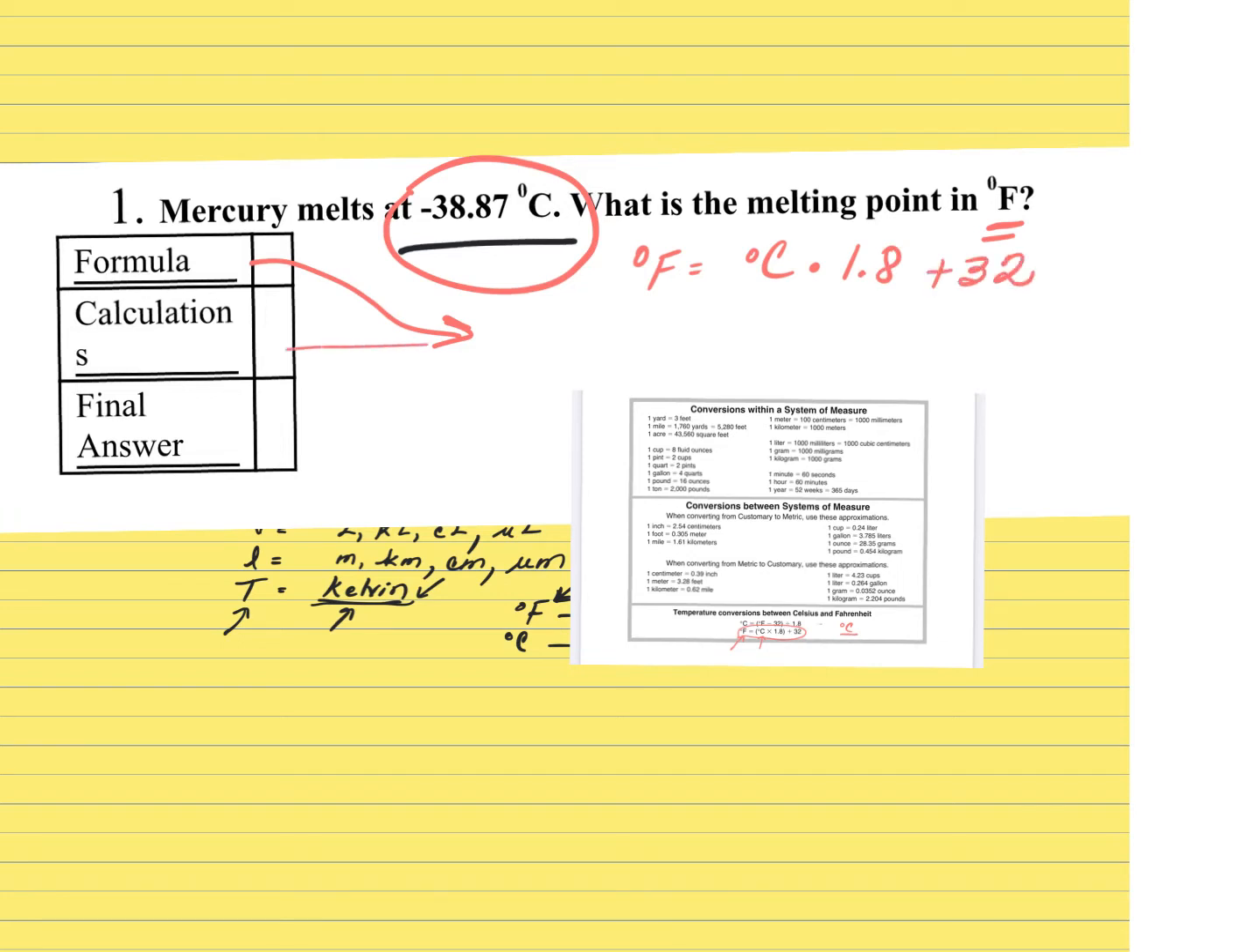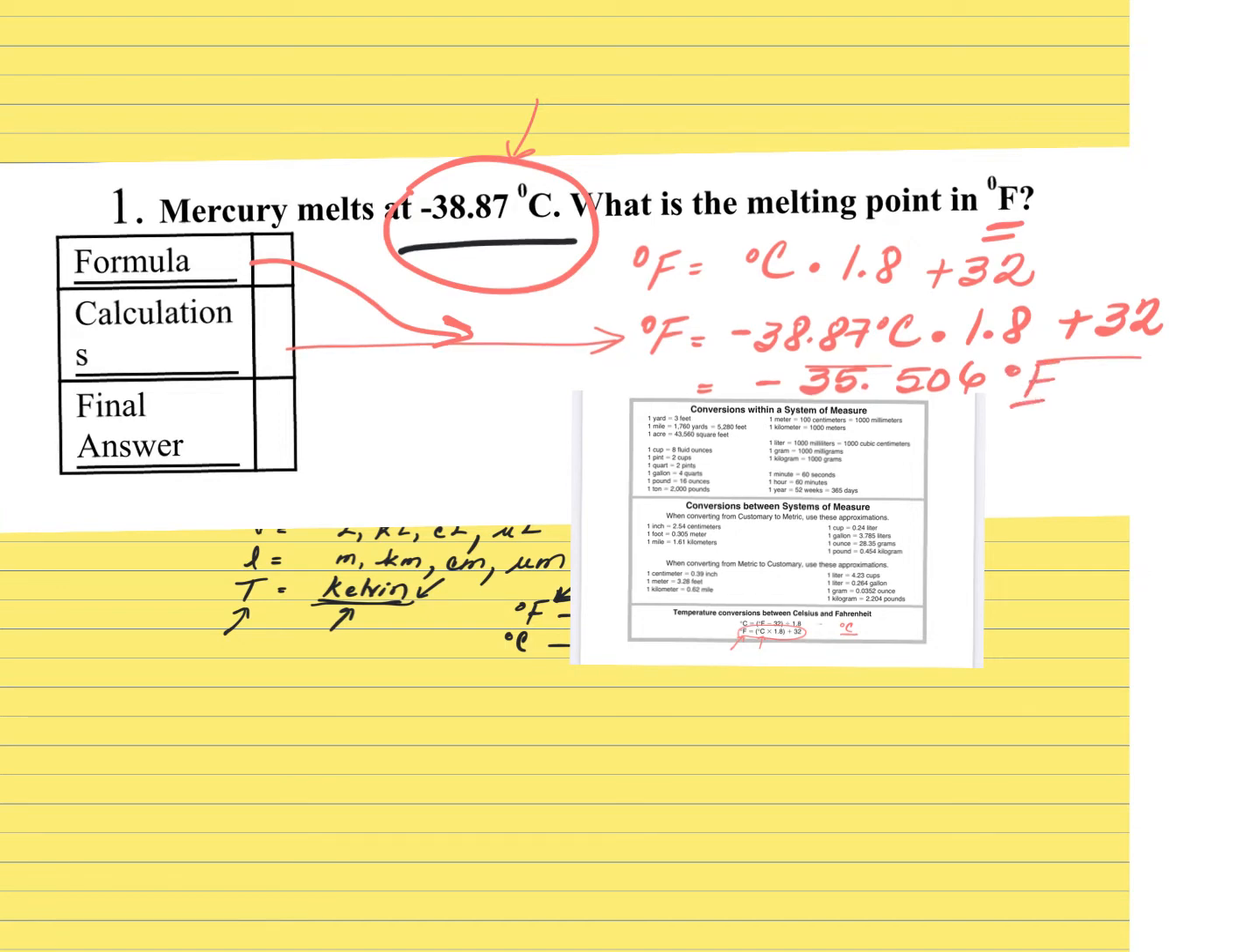My second step, I'm going to evaluate the formula. So I have the temperature in degrees Celsius, that's a negative number, 87 degrees Celsius. I'm going to multiply that by 1.8 and then I'm going to add 32. For the calculation, you're going to use a calculator. When I perform all the calculation, the answer is negative 35.506. And make sure that you are expressing that in the correct unit of measurement.